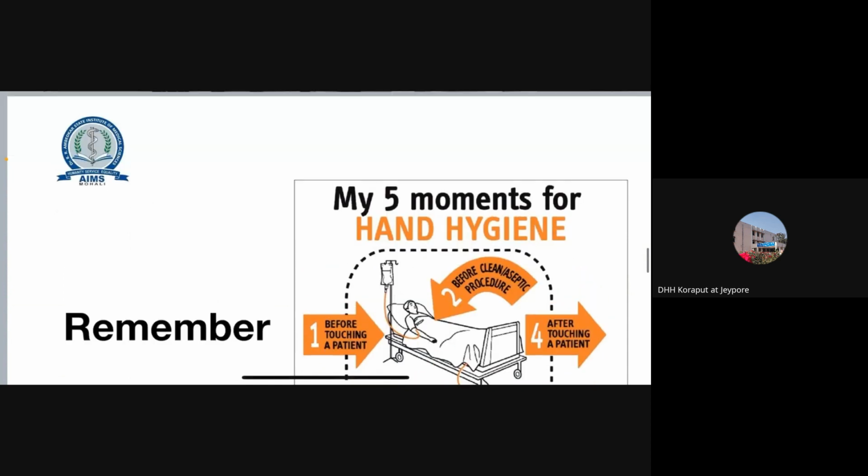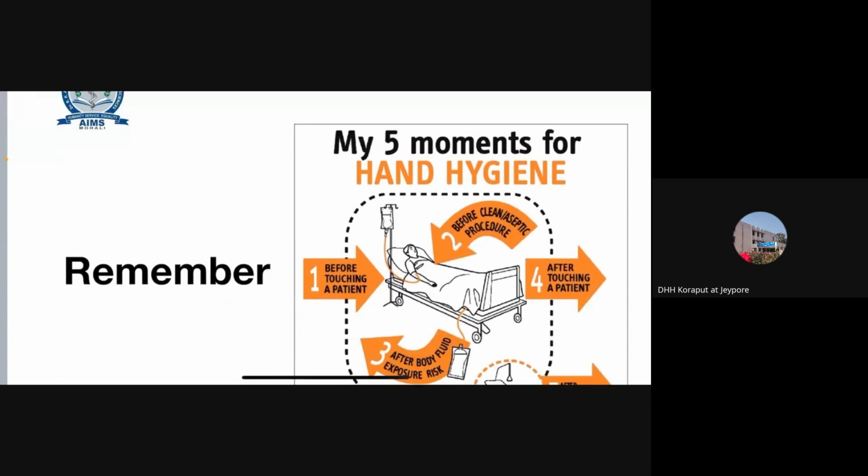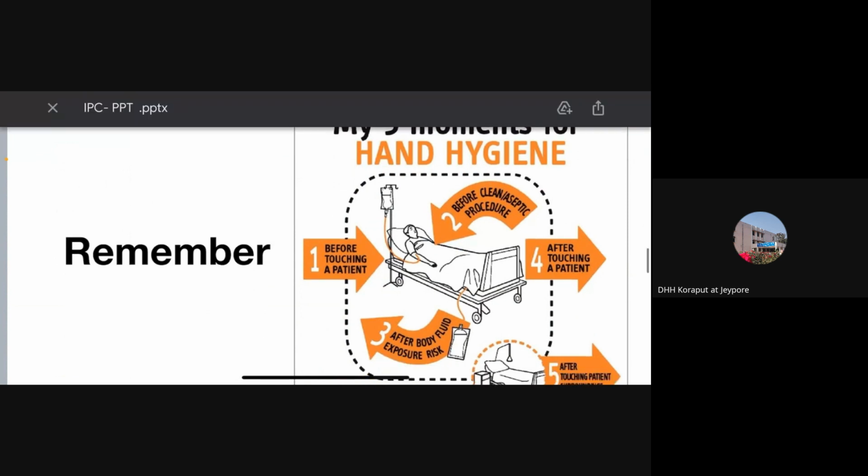So, what are the 5 moments of hand hygiene? Remember, before touching the patient. If you're going to the hospital and you want to touch the patient, make sure you perform hand hygiene. Number 2, if somebody has to perform an aseptic or a clean procedure, before that it should always be done. Then, if there is a body fluid exposure, hand hygiene after body fluid exposure, because otherwise, if the person has been exposed to a body fluid and without cleaning the hands moves to the second patient, he will transmit the infection.